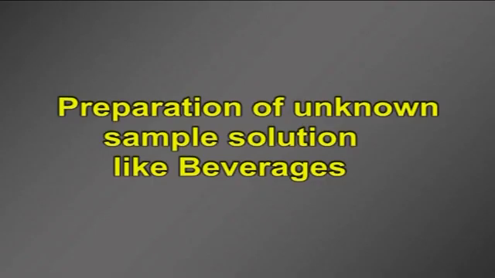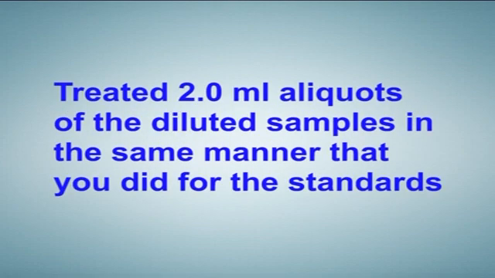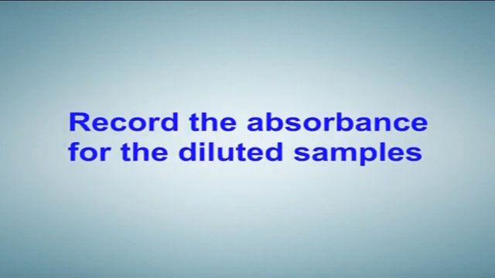Preparation of unknown sample solutions like beverages. Dilutions of beverages were prepared as follows: 0.1, 0.2, 0.4, 0.6 and 0.7 in a series of 100 ml standard flasks. Treat 2 ml of the diluted samples in the same manner that you did for the standards. Record the absorbance for the diluted samples.